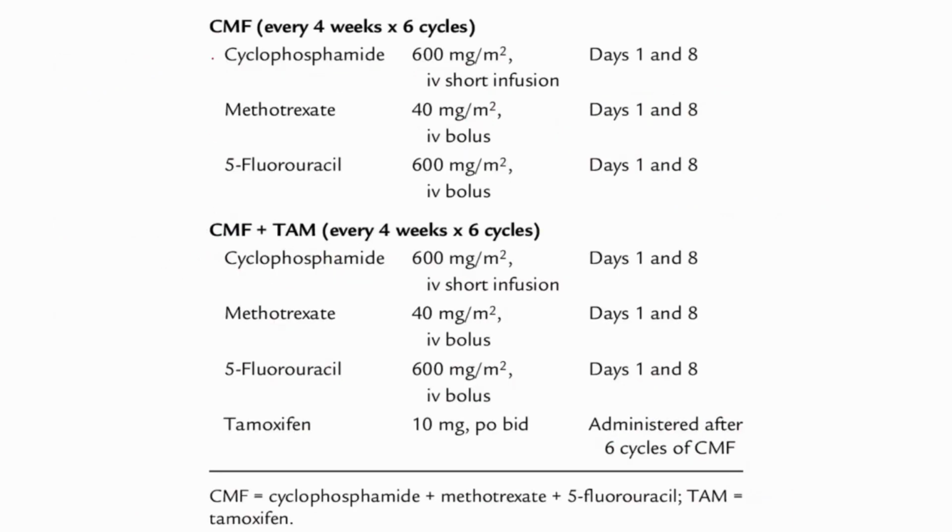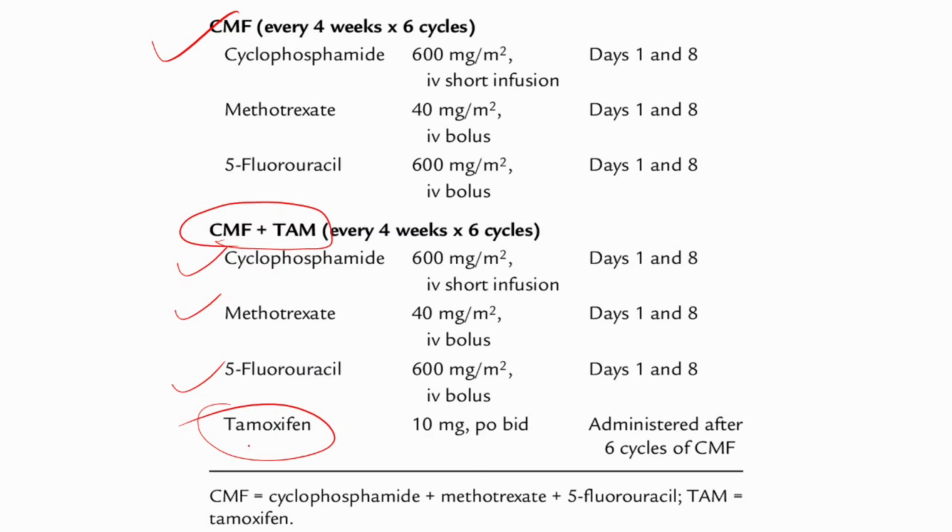Okay, cyclophosphamide, methotrexate, and fluorouracil. This is a 4-week, 6-cycle regimen, and along with this, we can also go with CMF plus TAM: cyclophosphamide, methotrexate, fluorouracil, tamoxifen. Here, tamoxifen is given after the 6-cycle regimen.